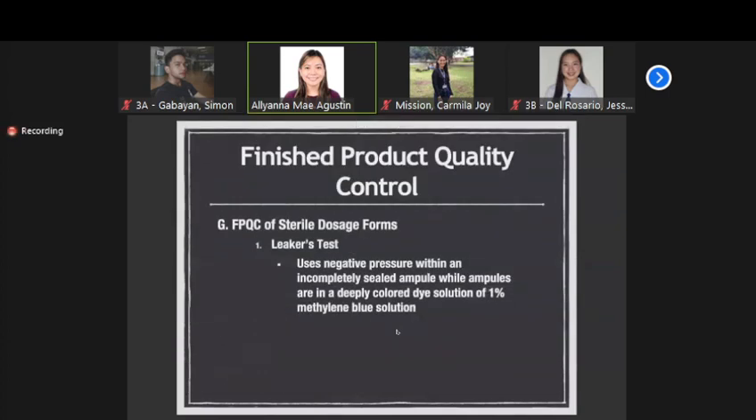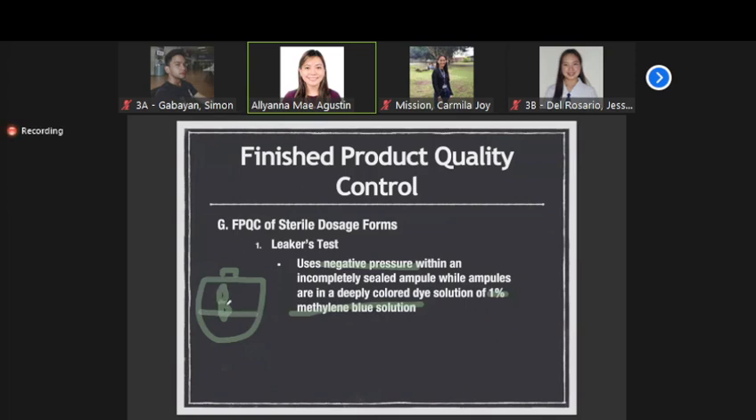Okay. Next, we have your leaker's test for sterile dosage forms, no, for your ampules. Ayan. So, what to remember? We use negative pressure. And the dye that is used is 1% methylene blue. So, basically, class, ilalagay natin siya sa isang parang chamber. Tapos, andyan yung ating ampule. Tapos, ilulublog mo siya sa methylene blue solution. Okay, then apply negative pressure.